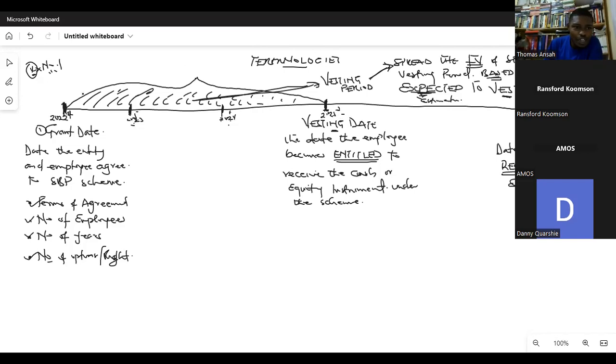So the vesting period is the time between. When we say something is between something, it means the time between this date and this date is what we call the vesting period. Since we are not exactly on the reporting day of the vesting, we actually don't know the number, so we will estimate.